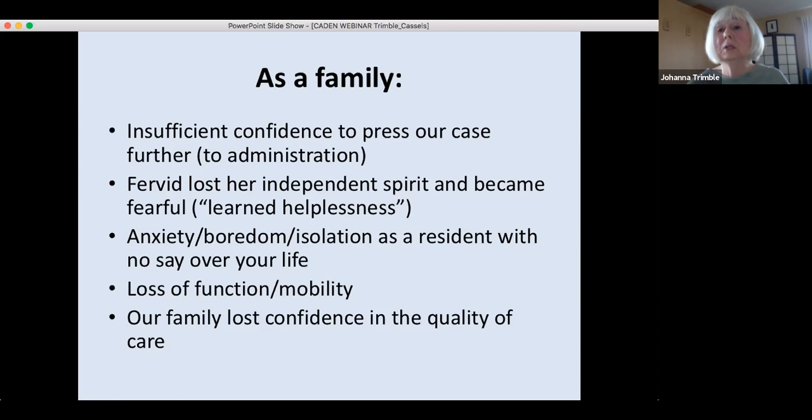Fervid lost her independent spirit and became fearful from being in a facility where she's bedridden and completely looked after by everybody else. You may have heard the term learned helplessness. There's also a strange combination in residential care of anxiety, boredom, isolation, and lack of privacy all at the same time. Residents don't have much say over their life. Our family, of course, lost confidence in the quality of care that Fervid was getting.